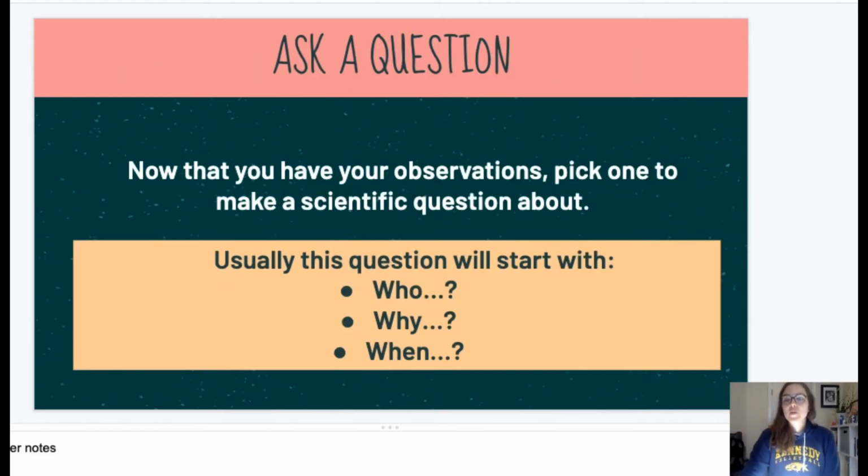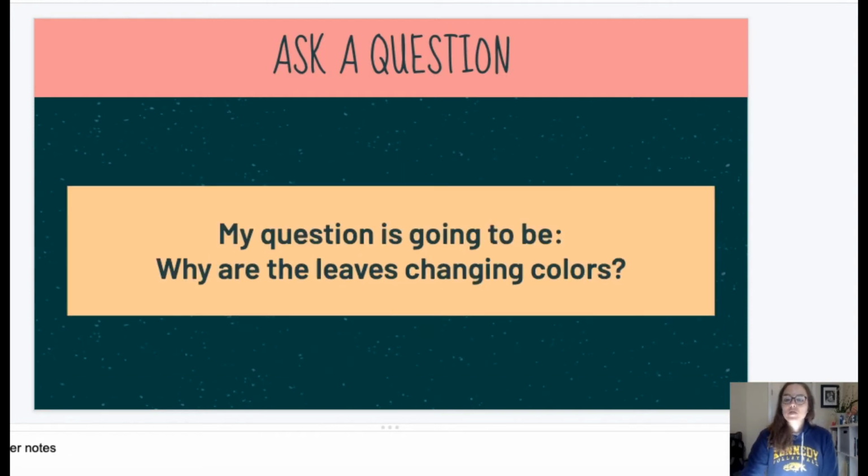Now, in this process, you ask a question. So you have your observations, and I want you to pick one to make a scientific question about. Usually this question will start with who, why, when, or something like that. Make your question now, or see mine on the next slide. My question is going to be, why are the leaves changing colors?